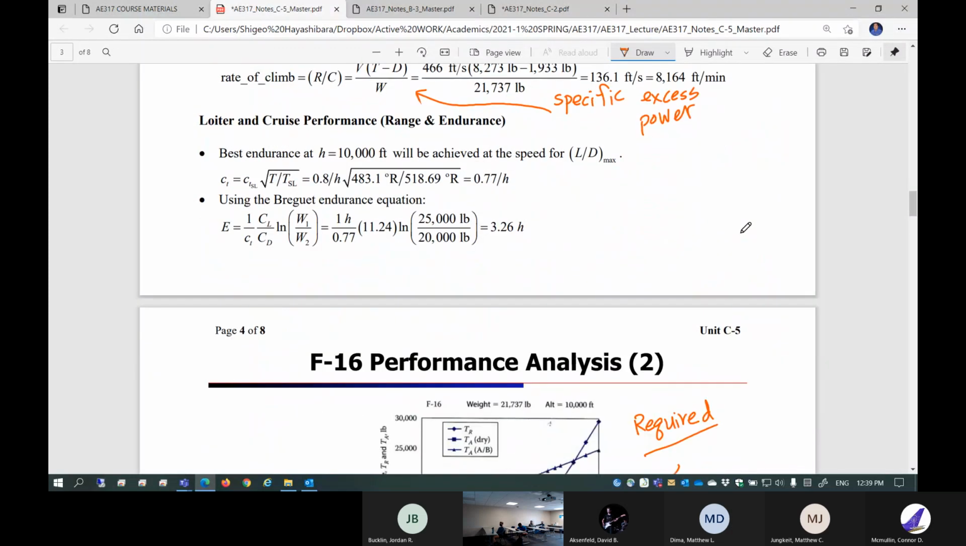So you're going to either simplify with the average method or integrate the endurance and range equations to come up with actual range and endurance. For some teams this could be super important, especially if you're designing a long-range transport or some kind of airplane like that.